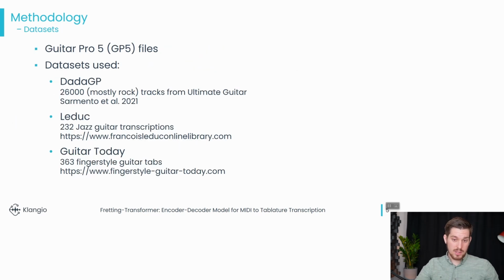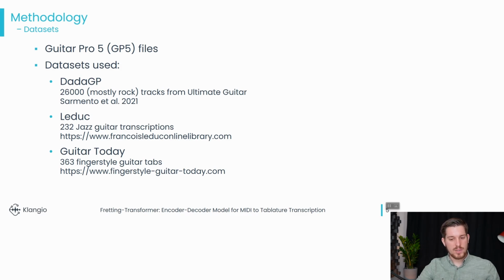To train our model, we use some datasets. Luckily for us, there is a guitar notation format called Guitar Pro, where a lot of files are available on the internet. For example, we use 3 datasets to train and validate our approach. The first one is the biggest one. It's called DadaGP and has been proposed by Sarmento et al.